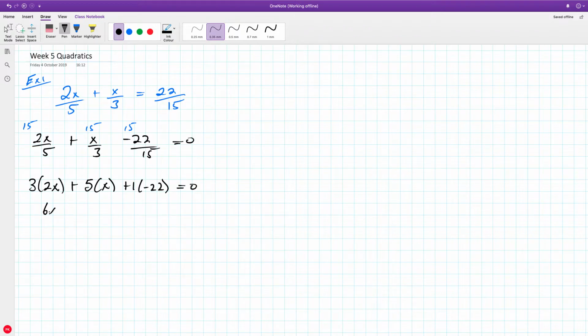3 by 2x is 6x. 5 by x is 5x. Minus 22 is equal to 0. 6x and 5x is 11x is equal to, bring over your minus 22, it becomes plus 22. Divided by 11, x is equal to 2.